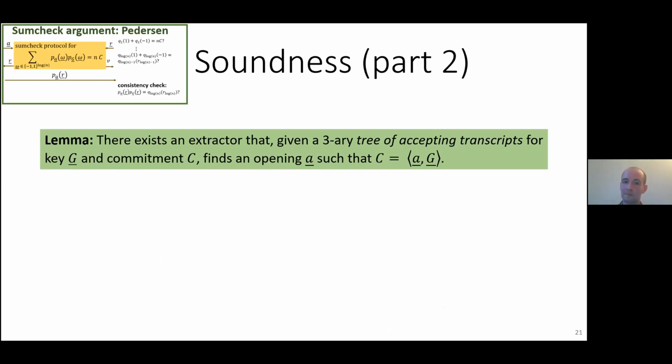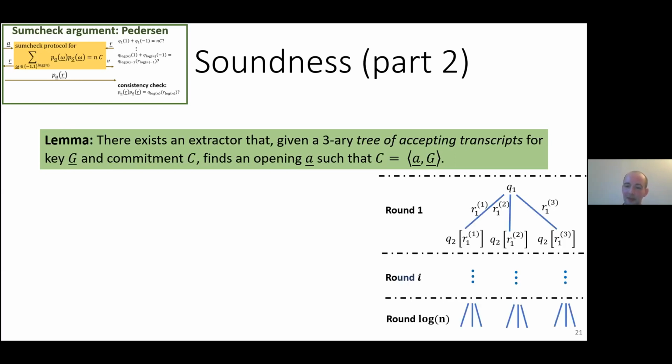Right, so what we can prove for the Pedersen commitment is that given a 3-ary tree of accepting transcripts for a certain key and commitment, we're going to be able to find an opening. So, why 3-ary? In this case, it's going to be 3-ary because essentially what we'll need to do is lots of interpolation on the quadratic polynomials that the prover sent as part of the sumcheck protocol. And so, to interpolate a quadratic polynomial, we're going to need 3 points at each stage. I see. Okay, thanks.